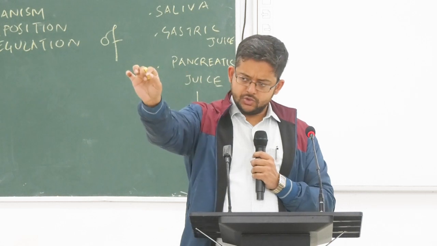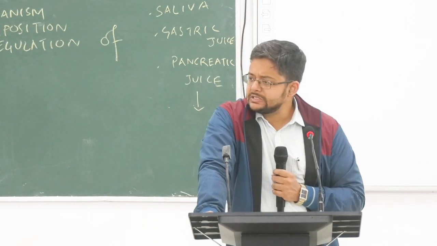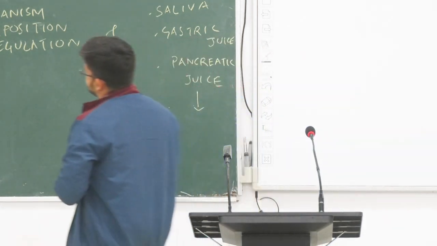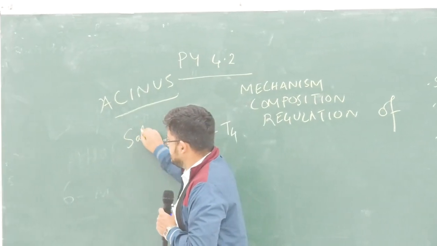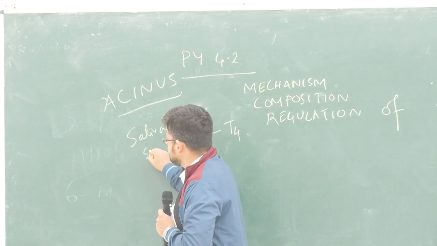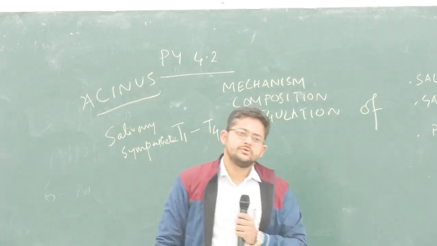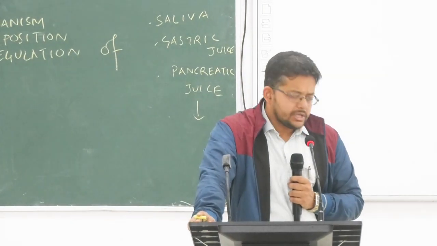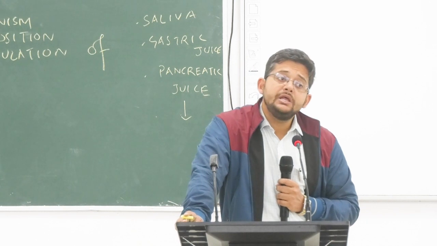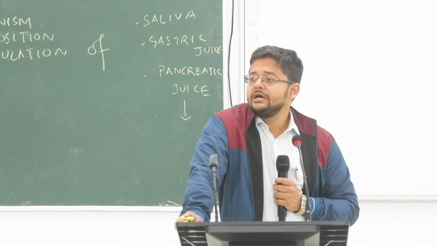Now we are coming to the point-to-point sympathetic supply. Sympathetic supply is T1 to T4. Salivary glands, sympathetic supply, T1 to T4. T1 to T4 are the thoracic segments. Where is it coming from? It is coming from the superior cervical ganglion.